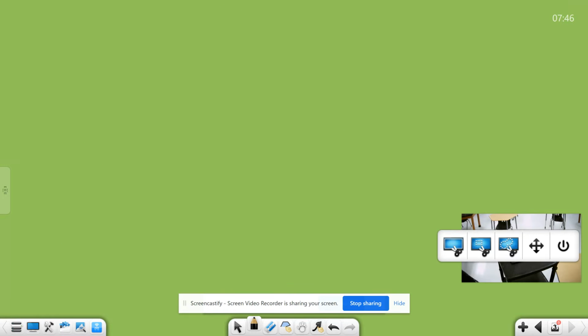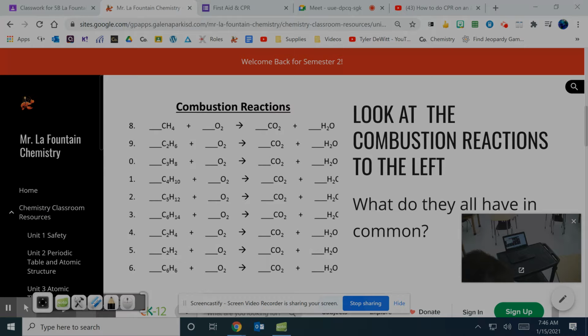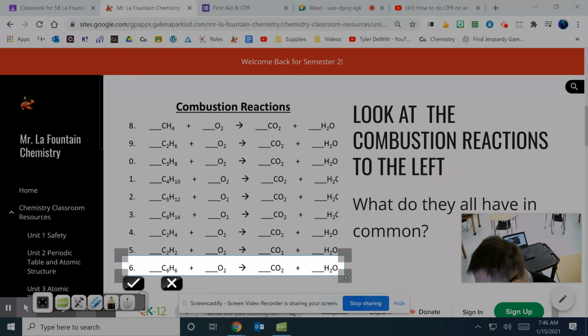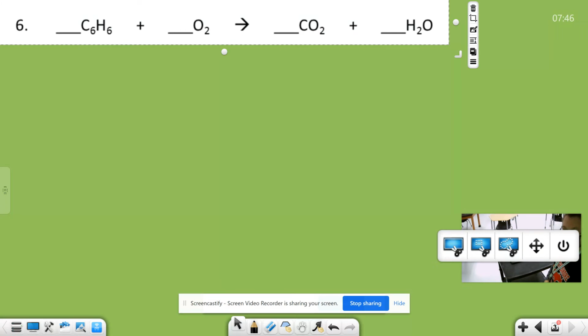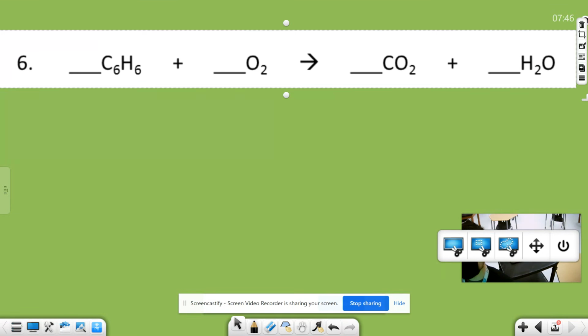All right. We'll do one more here just to make sure we got this down solid. Let's do this one here. That one doesn't look too bad. So we'll do this one here. C6H6 plus O2 makes CO2 and H2O.